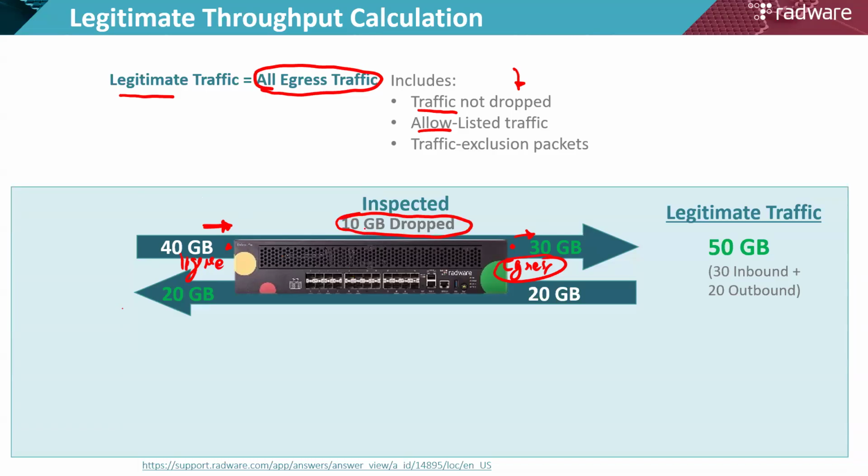Okay. 10 Gbps of traffic is dropped. So now we have 40 minus 10, which is 30, which is exiting out of this particular egress port. Then that 30 Gbps of traffic would be considered as legitimate traffic. That means any traffic which is not dropped would be classified as legit traffic. So now we have 30 Gbps under legit traffic.